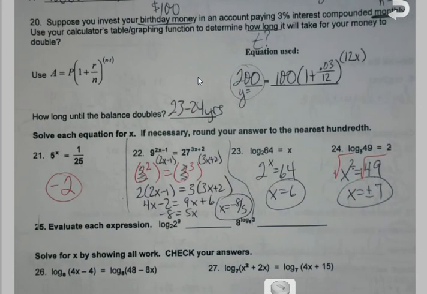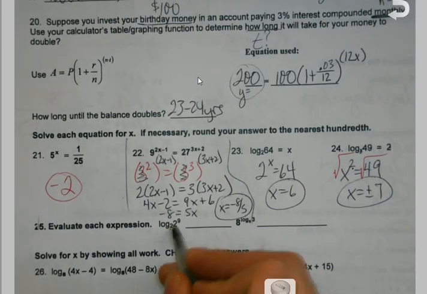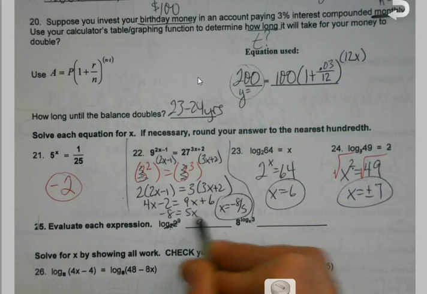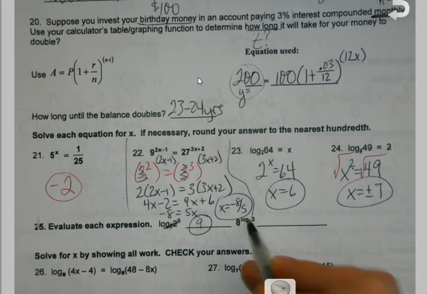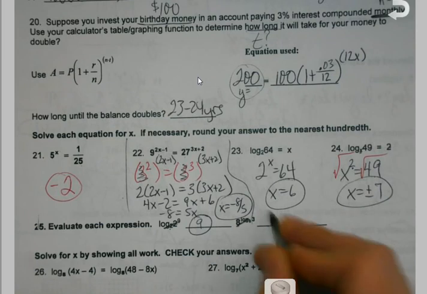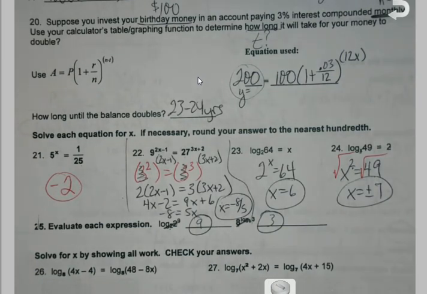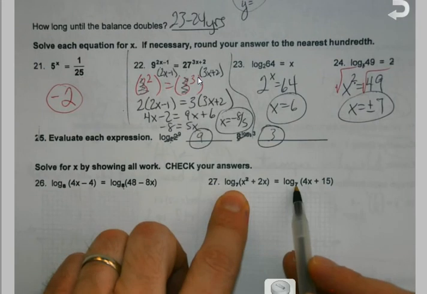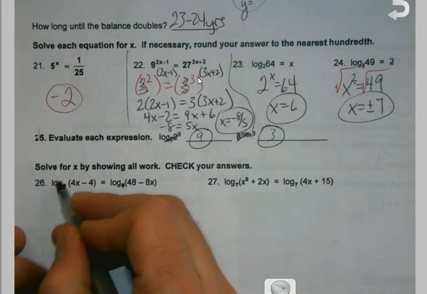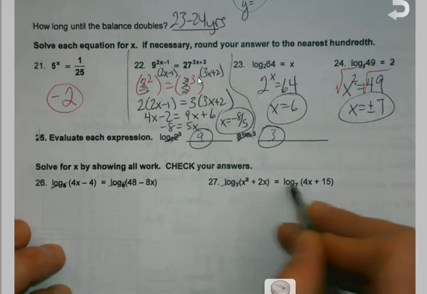I threw a couple of easy ones in on 25. Log base 2 and base 2 cancel each other out. We wish they were all that simple. 8 to the log base 8, cancel. It's almost like giving you free points. And then the last two, just a quick reminder, if they're the same base on both sides, and they are, base 7, base 8, basically you just pretend they're not there.